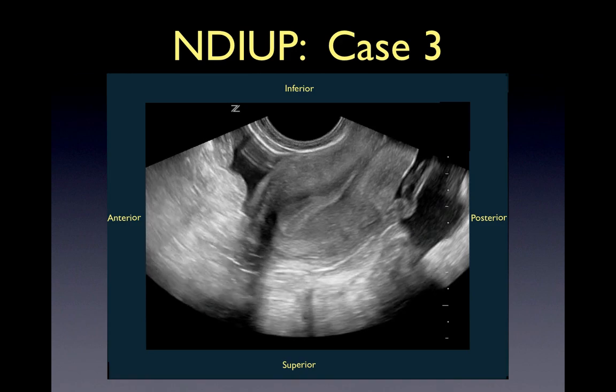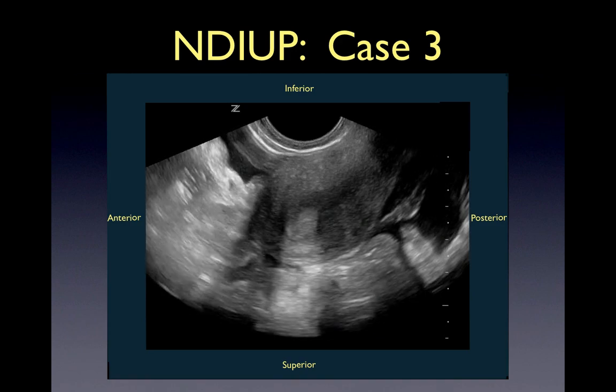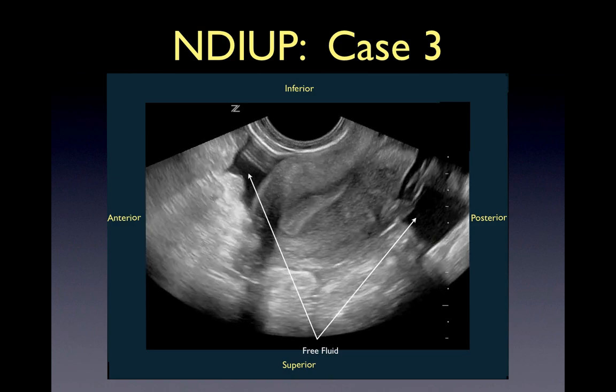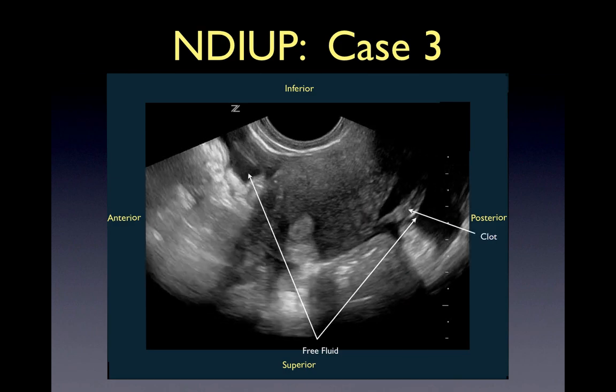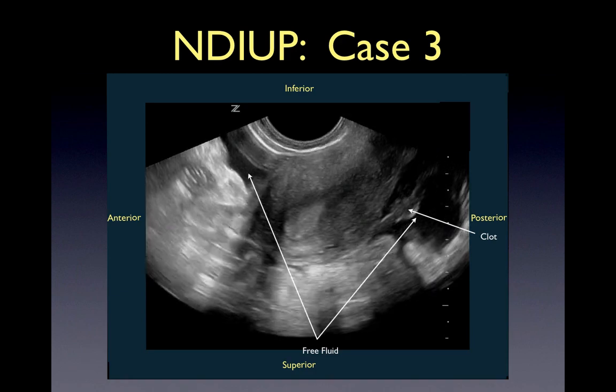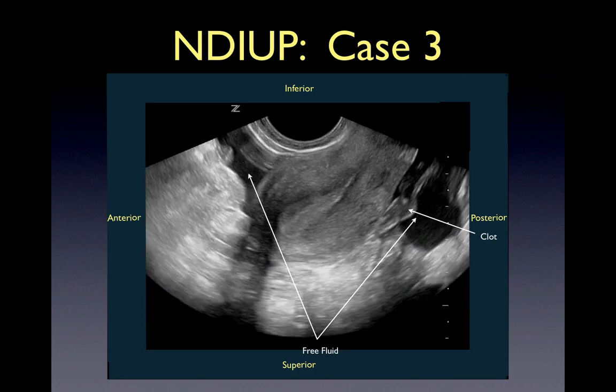This third case of an ND-IUP shows an empty uterus viewed sagittally with surrounding free fluid, as well as hyperechoic material likely representing clot. In any HCG positive female with an empty uterus and free fluid, always suspect ruptured ectopic.